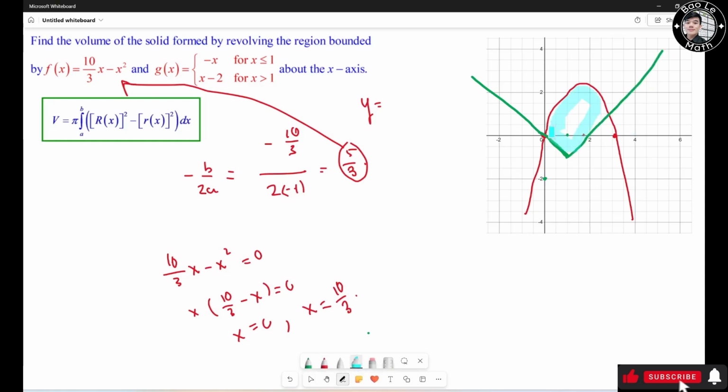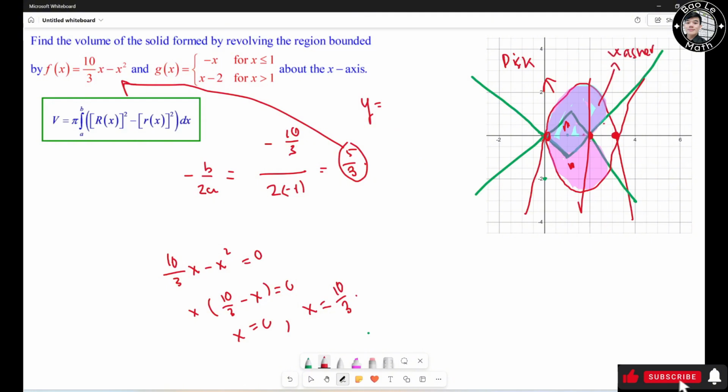Now here's the region we need to rotate. If you rotate this one about the x-axis, it's going to be something like this. Now you know that this solid is the combination of two regions. The first one is going to be from here to here, 0 to 2. The first one right here, we're going to use the disk method because we don't have any hole right here. Now the second one right here, the region right here, you're going to use the washer method because you have a hole right here. So you need to be careful, okay?